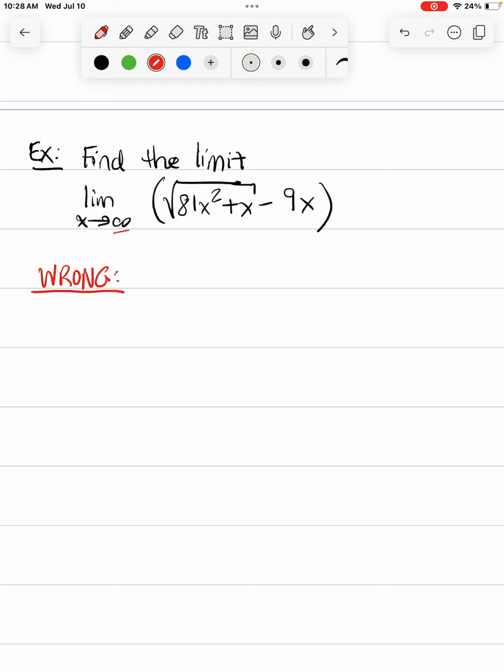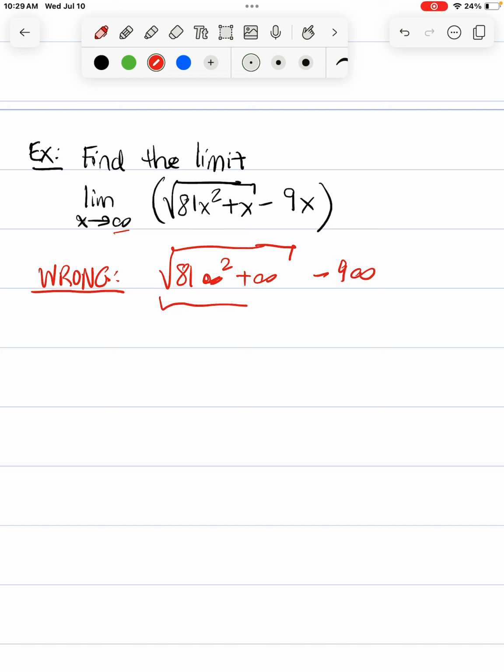And the problem is, let's just see what happens if you did that. First of all, there's a problem with plugging in infinity because it's not even a number. So what does that even mean when you plug in infinity? But let's just say that you somehow could plug in infinity. Then what would you get? Well, you'd have the square root of 81 times infinity squared plus infinity, and then minus 9 times infinity.